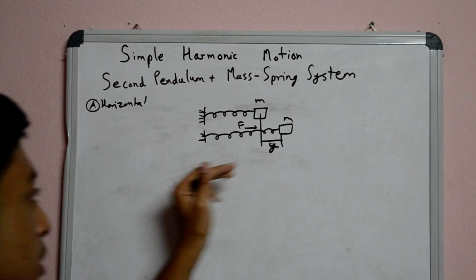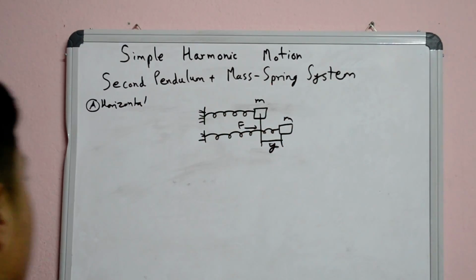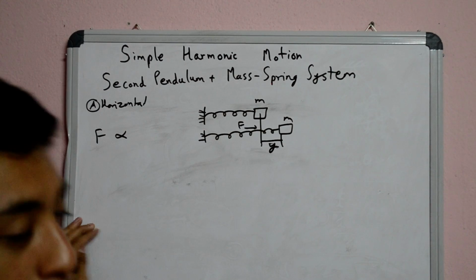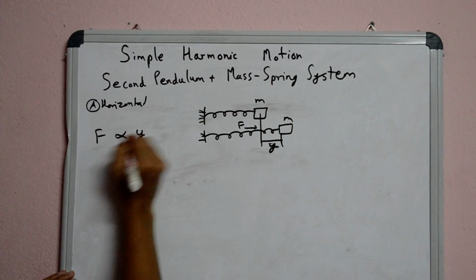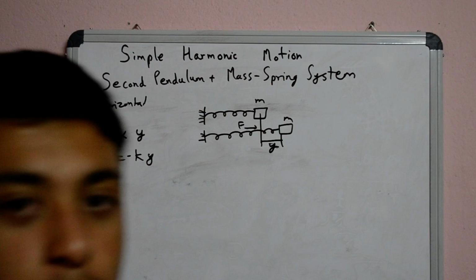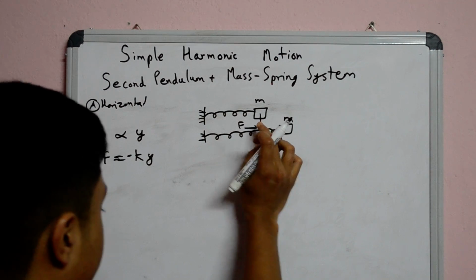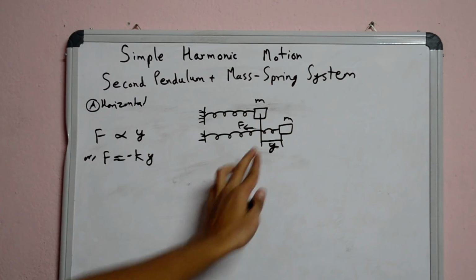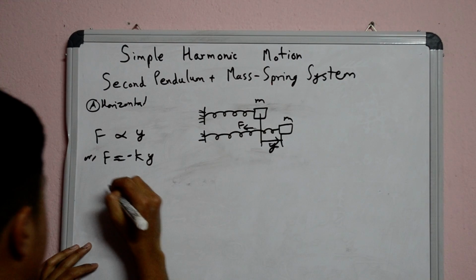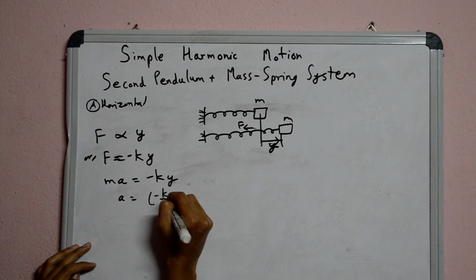So here during this system there is some elasticity caused in this spring, and we can use Hooke's law, which states that the restoring force F is directly proportional to the extension produced, which is y, or here F is equal to minus ky. Here the k is called the spring constant, and we have a negative sign because the restoring force acts in the opposite direction to the displacement produced. So here we can write force as mass into acceleration equals minus ky, or acceleration equals minus k by m into y.